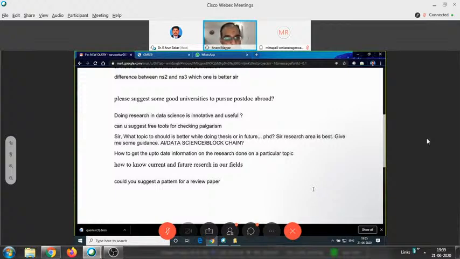Doing research in data science, yes, it is useful and innovative. Can you suggest some free tools for checking plagiarism?